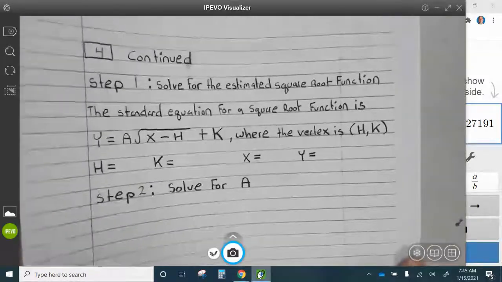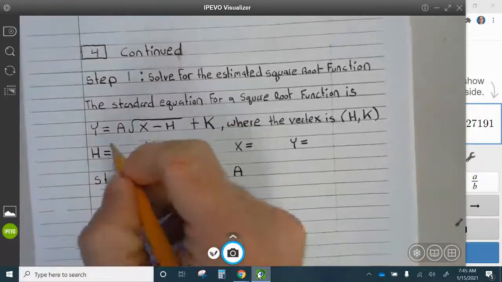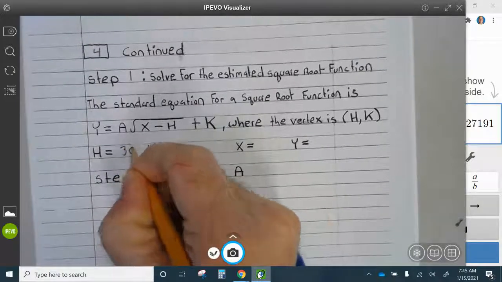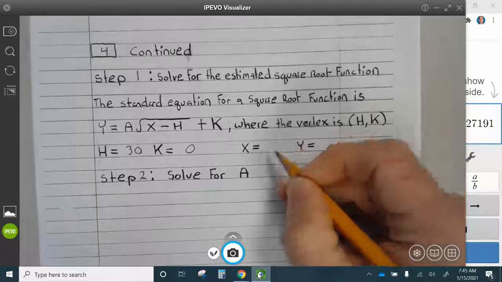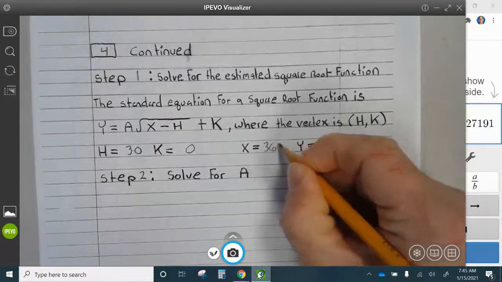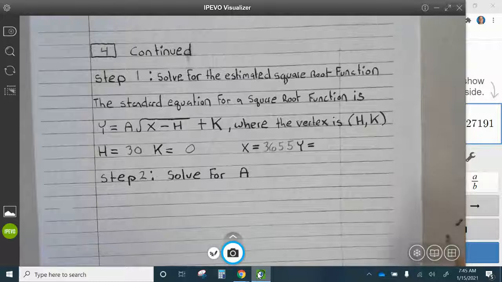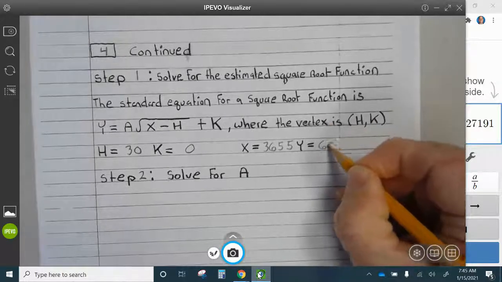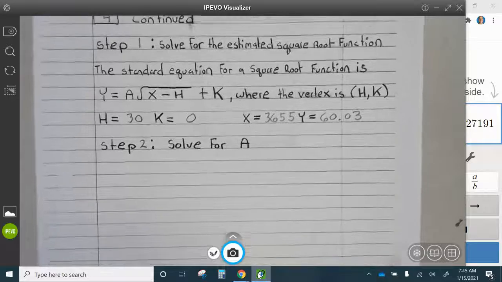So h, which we know, is 30. K is 0. X is 3,655. Y is 60.03. Okay. Step 2, solve for a.